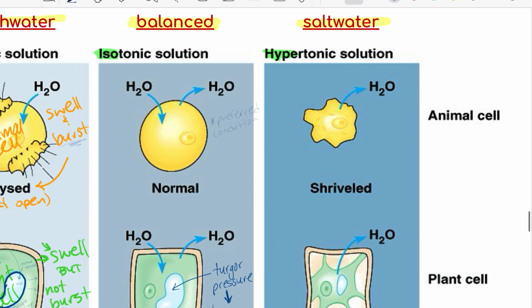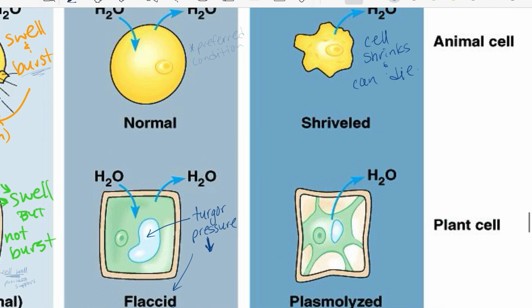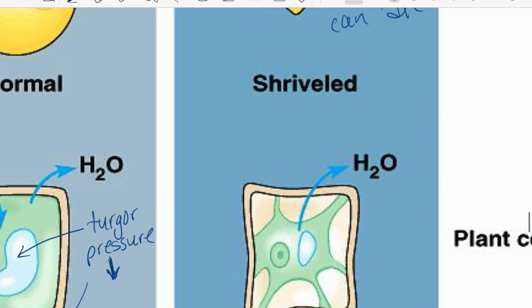Now, both plant and animal cells do not like a hypertonic environment, because water leaves the cell. And so the cell shrinks, right? The cell shrinks here and can die. Okay, so that's not optimal for cells. They don't want to lose too much water.